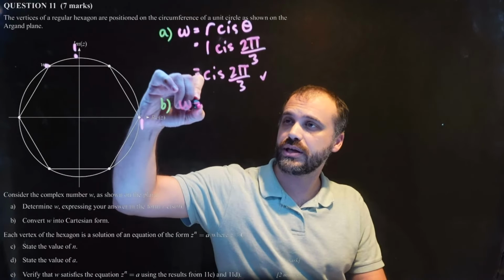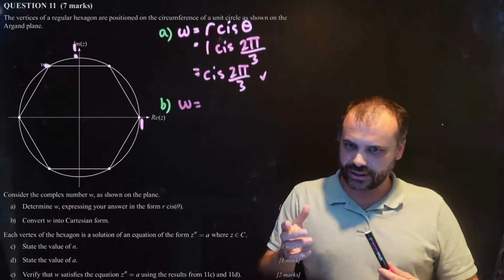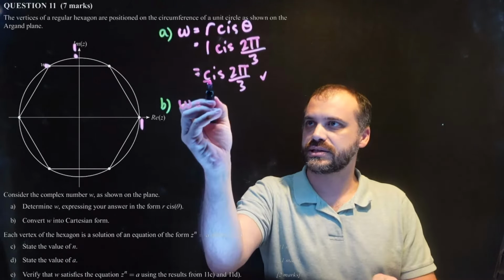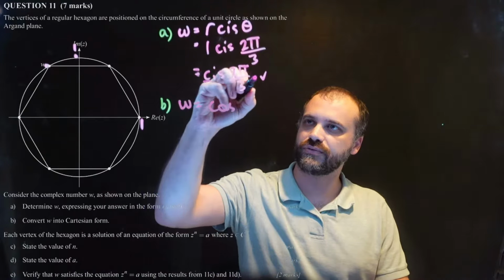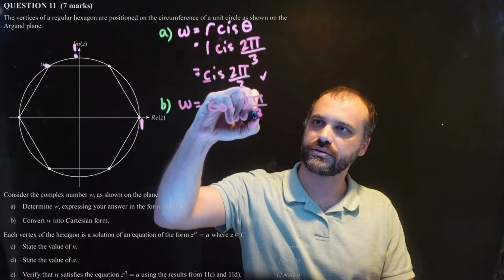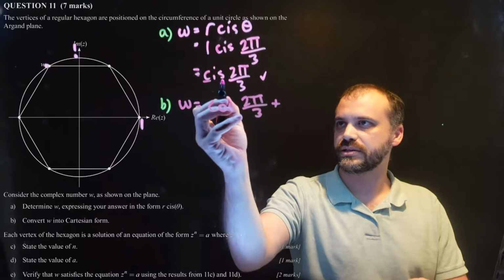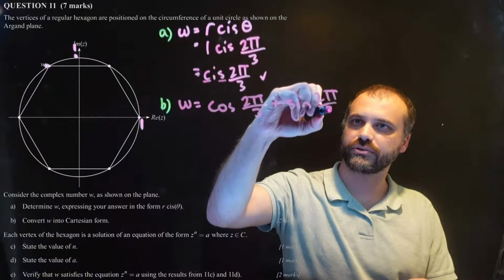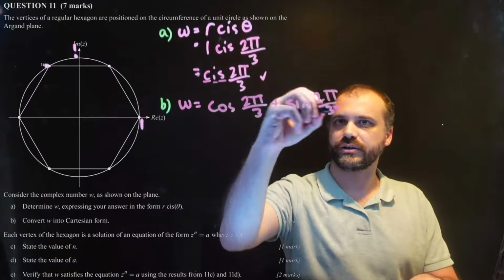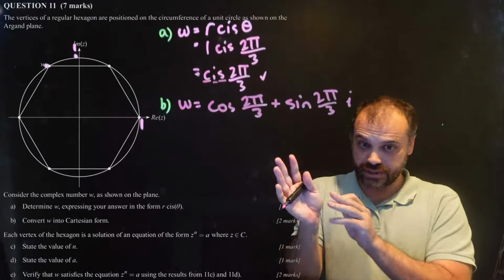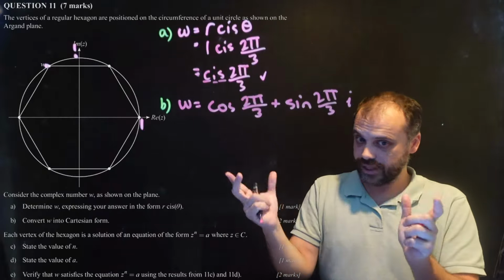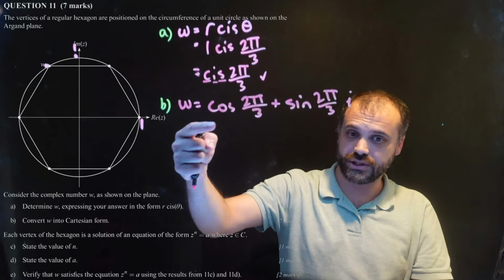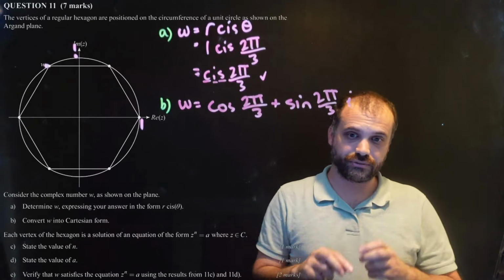So W equals, a lot of people get confused here, but this cis, what it stands for is cos of the angle 2 pi on 3 plus sine of the angle 2 pi on 3 i. That's what cis is. If you didn't realise that until right now, now you know. The formula for converting from polar form to Cartesian form is sitting within this little thing right there.